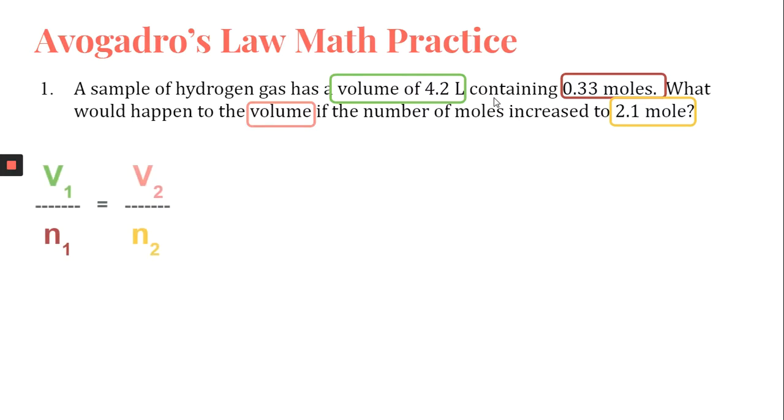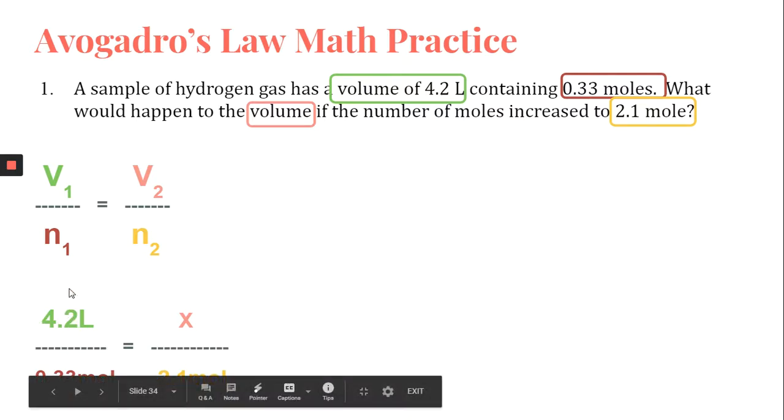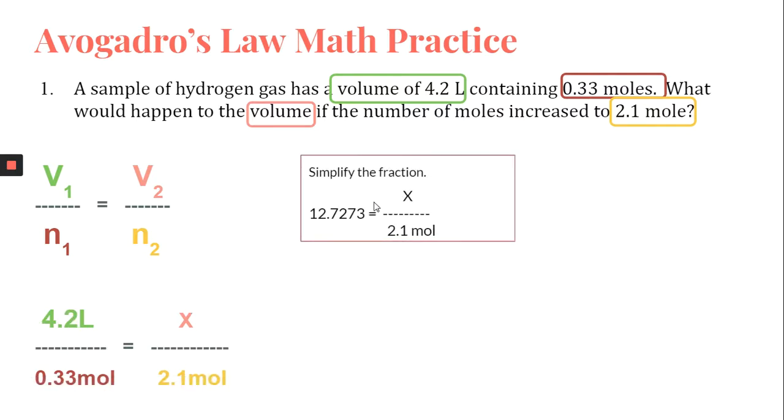I know that I'm going to be using this formula, that's V1 over N1 is equal to V2 over N2, and I'm going to plug in my values accordingly. Once I've done that, I'm going to go ahead and solve for X. The first thing that I want to do is get rid of this fraction. So I'm going to simplify the fraction by dividing the top and bottom. And that gives me 12.7273, repeating, is equal to X over 2.1 moles.